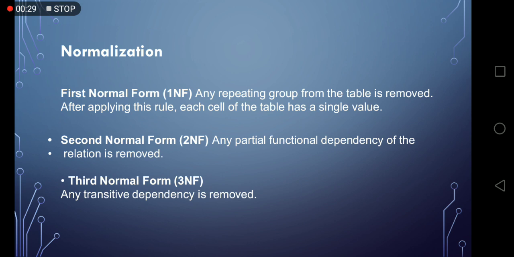In first normal form, any repeating group from the table is removed. After applying this rule, each cell of the table has a single value. In second normal form, any partial functional dependency of the relation is removed. In third normal form, any transitive dependency in the relation is removed. So these are three basic normal forms in database normalization.